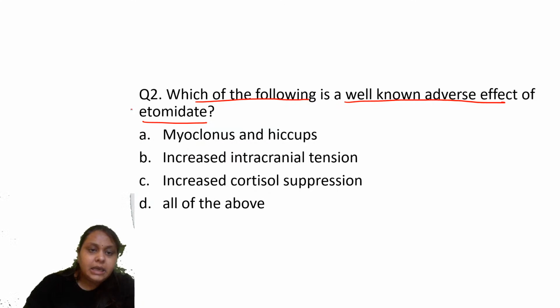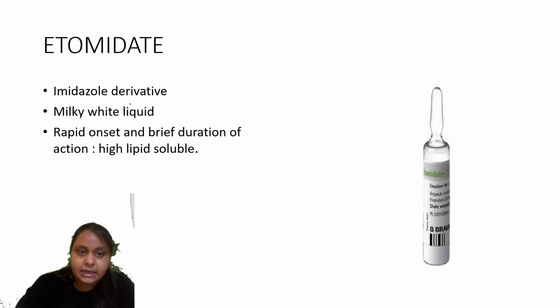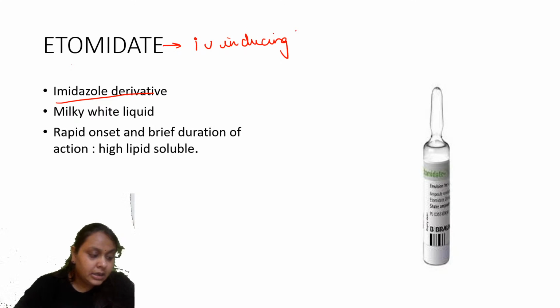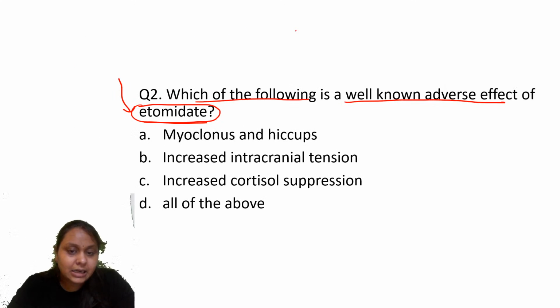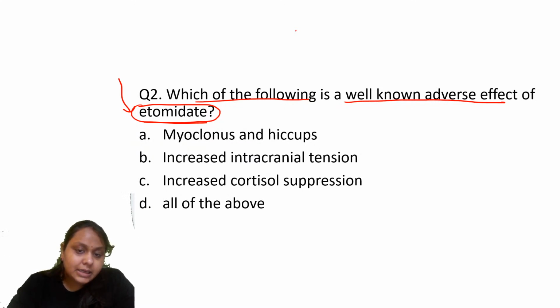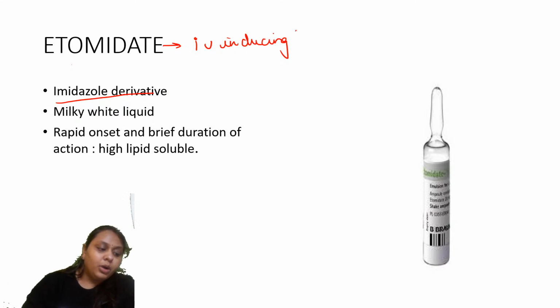Okay, see, etomidate, it is an IV anesthetic. Etomidate is an imidazole derivative and it is an IV inducing agent. Dr. Kunal is telling me increased cortisol suppression. Dr. Kunal, I'll just tell you, it is not only increased cortisol suppression, it causes myoclonus and hiccups also. So I'll just tell you what is etomidate.